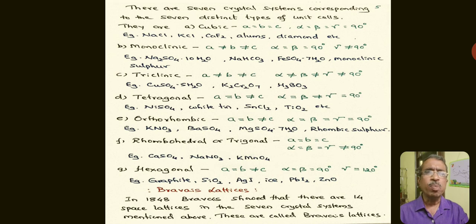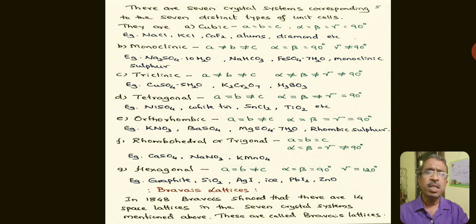Second one is monoclinic. Here a is not equal to b, which is not equal to c, and the interfacial angles alpha and beta are 90 degrees and gamma is not 90 degrees. Examples: sodium sulfate decahydrate, sodium bicarbonate, ferrous sulfate heptahydrate, monoclinic sulfur.